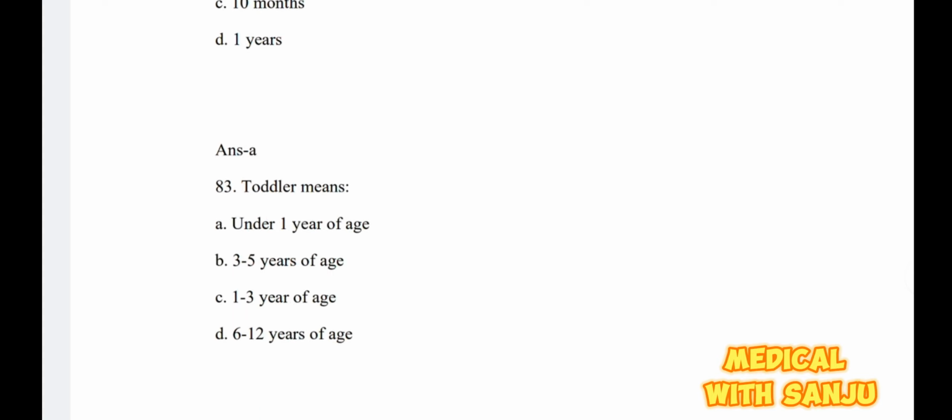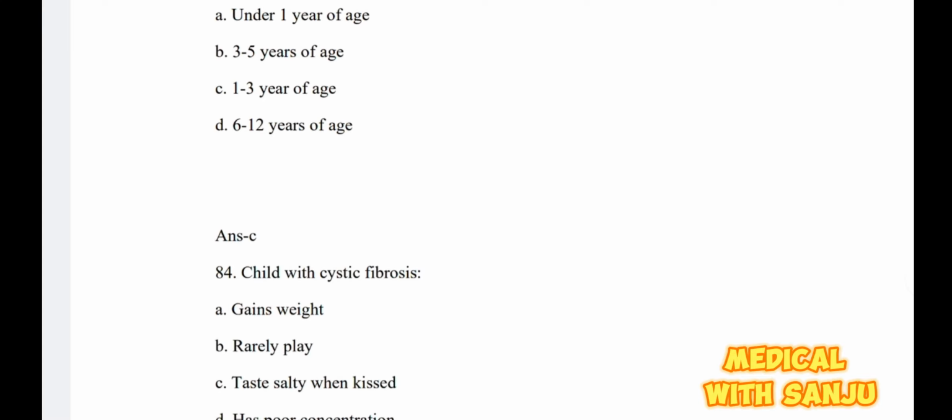Question number 83. Toddler means option A under 1 year of age, option B 3 to 5 years of age, option C 1 to 3 years of age, and option D 6 to 12 years of age. Toddler means 1 to 3 years of age. Option C is right answer.